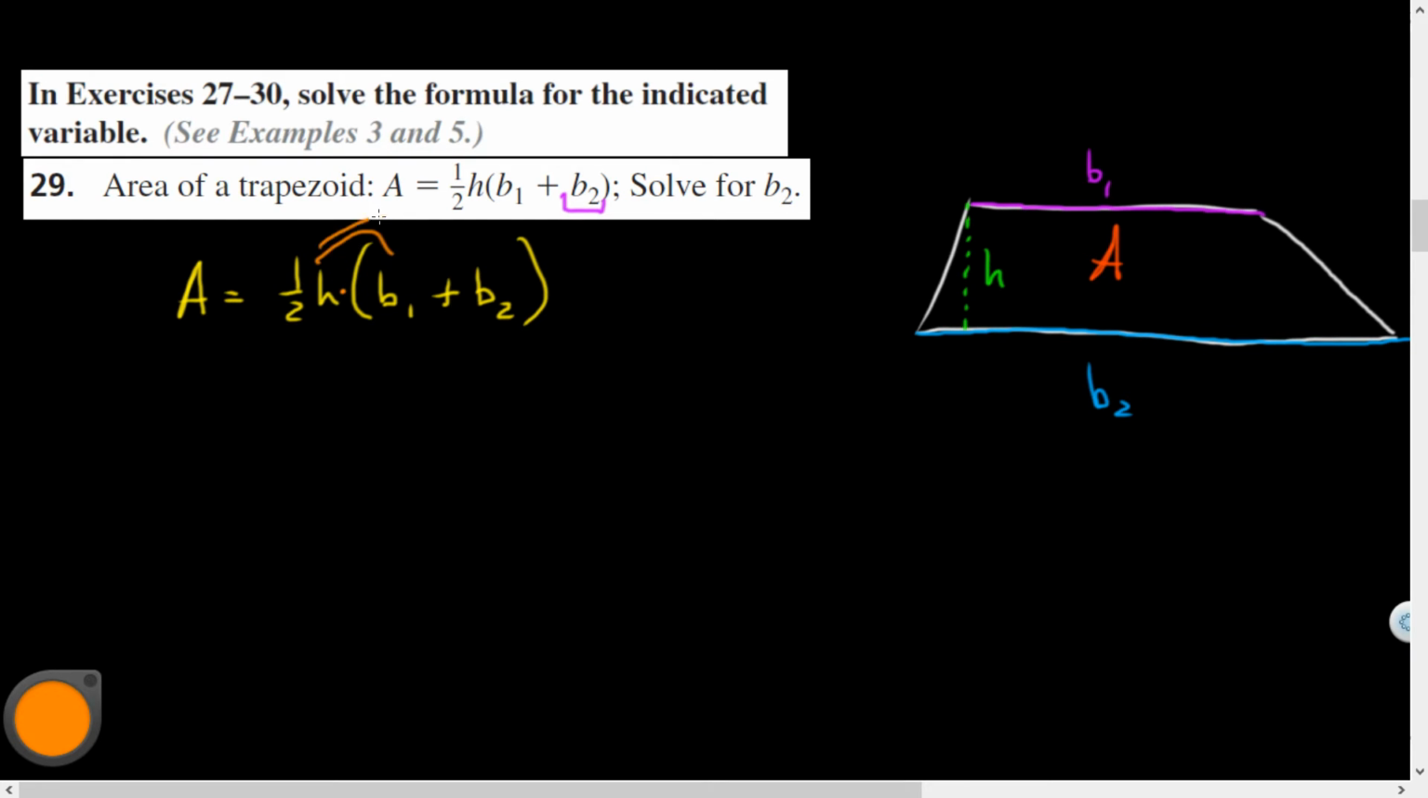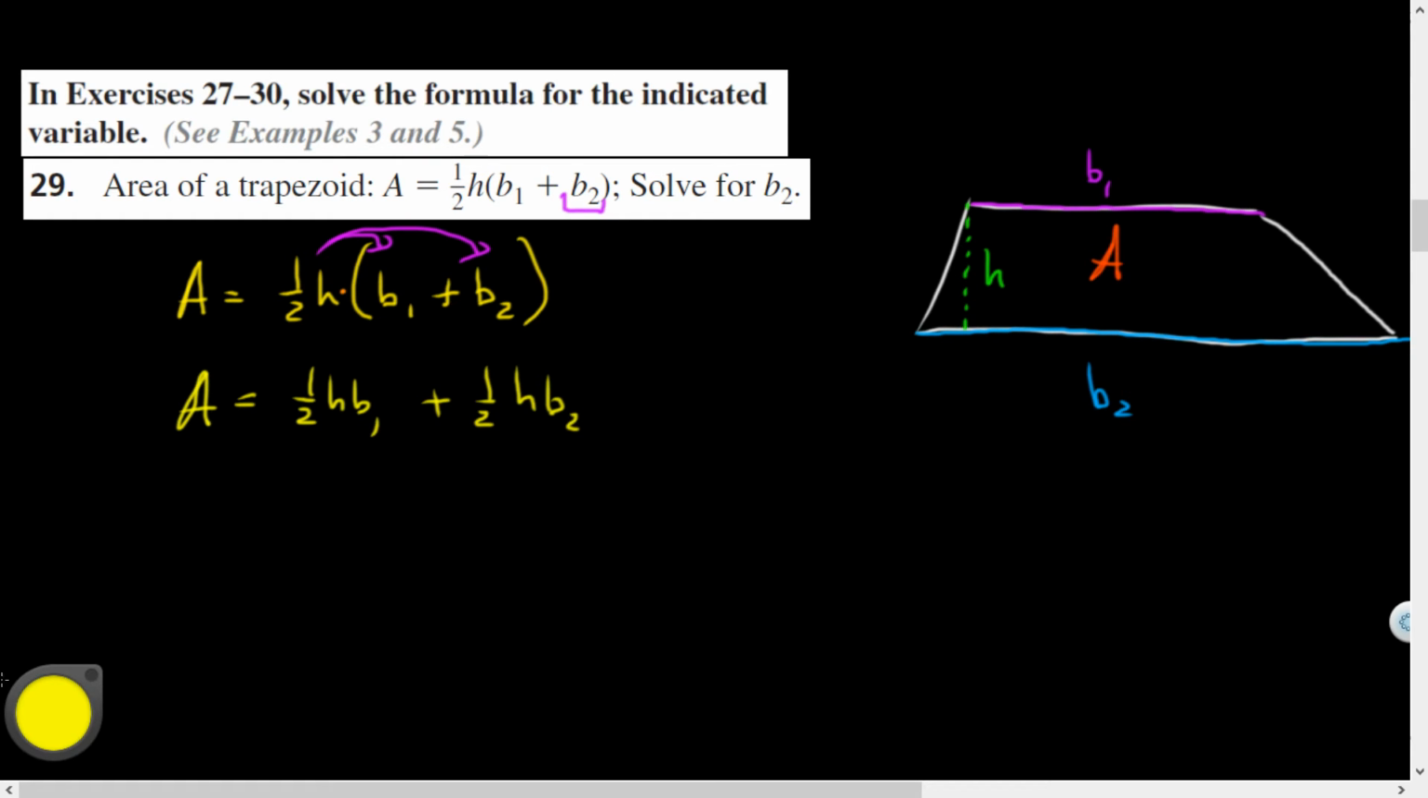Now I could choose to distribute. My preference would actually be to divide both sides first. But let's say we distributed. I think that's something we would have been more comfortable with at this stage in the game. So area is going to equal 1/2 h times base 1 plus 1/2 h base 2. Still trying to get base 2 by itself.